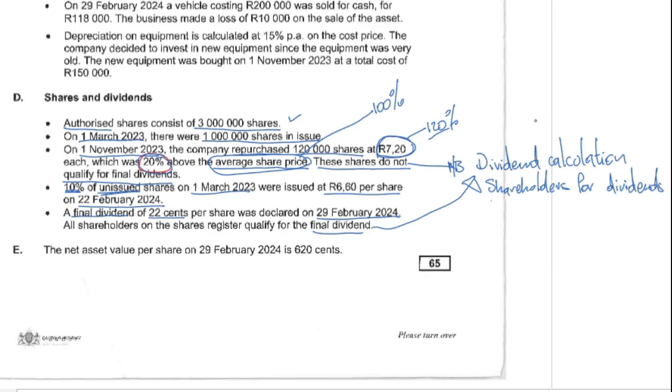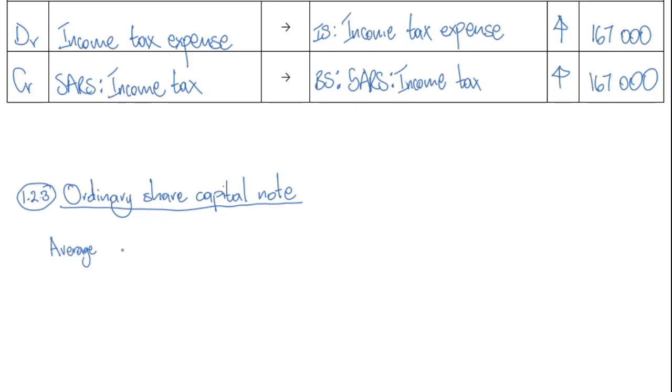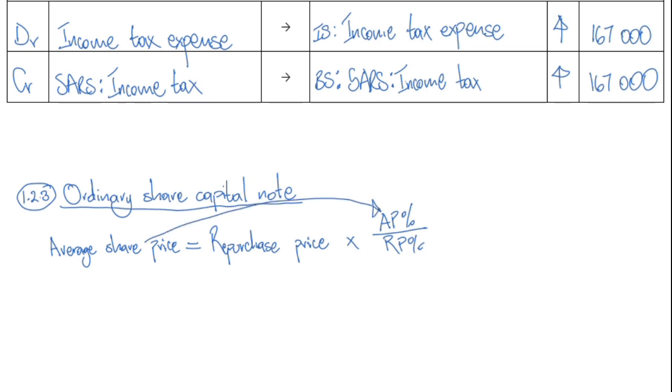So to calculate the average price, we can say that average price is equal to repurchase price multiplied by average price percentage divided by repurchase price percentage. Just like before, it's what we are looking for over what we have. The equation: average price is equal to 720 cents multiplied by 100 over 120. Therefore, the average price is 6 rands.